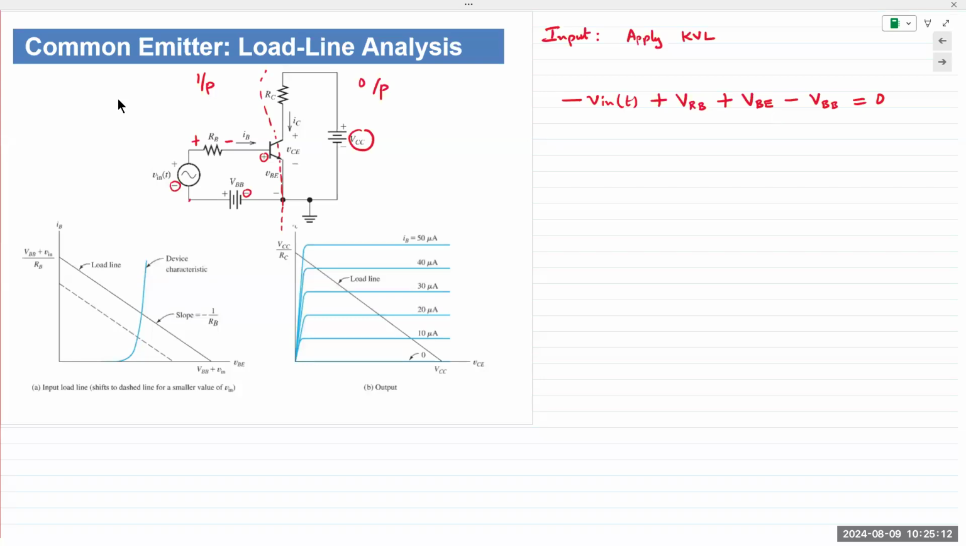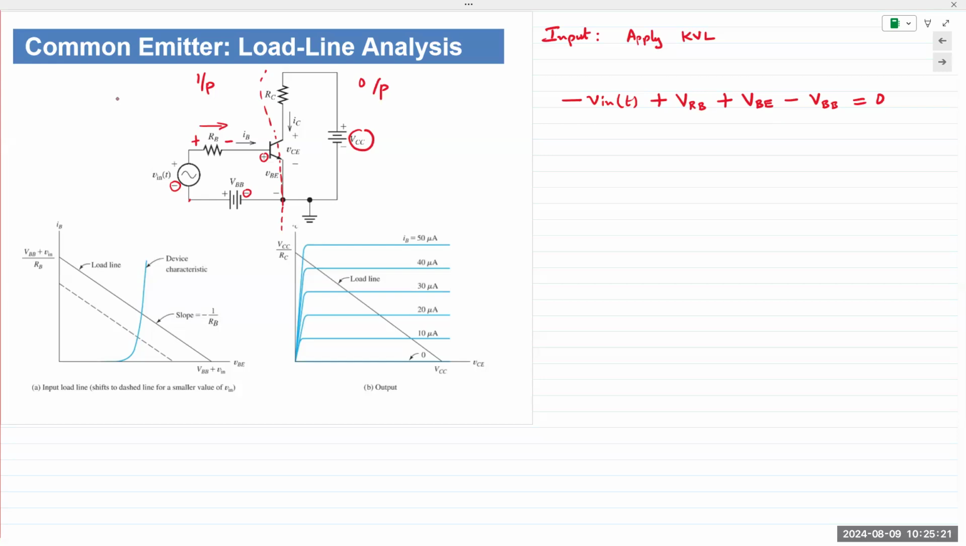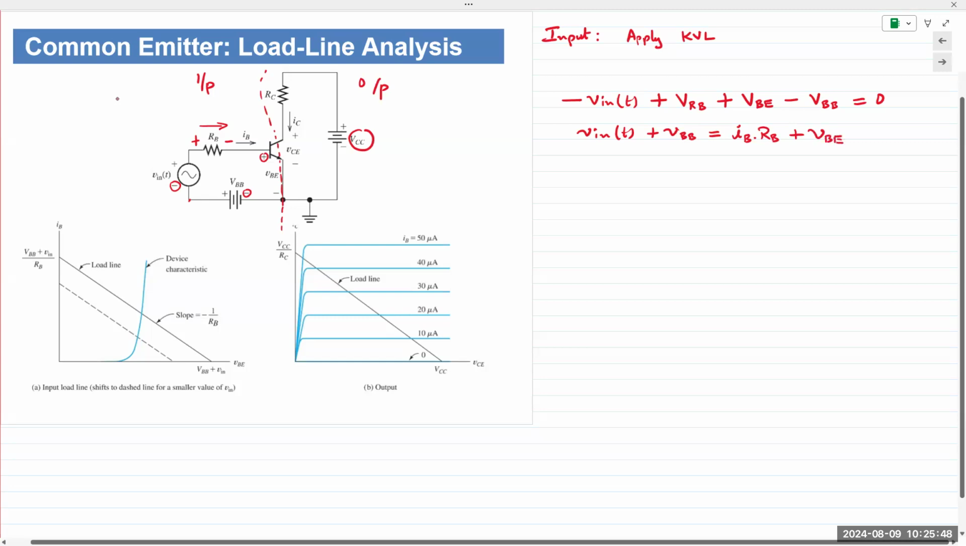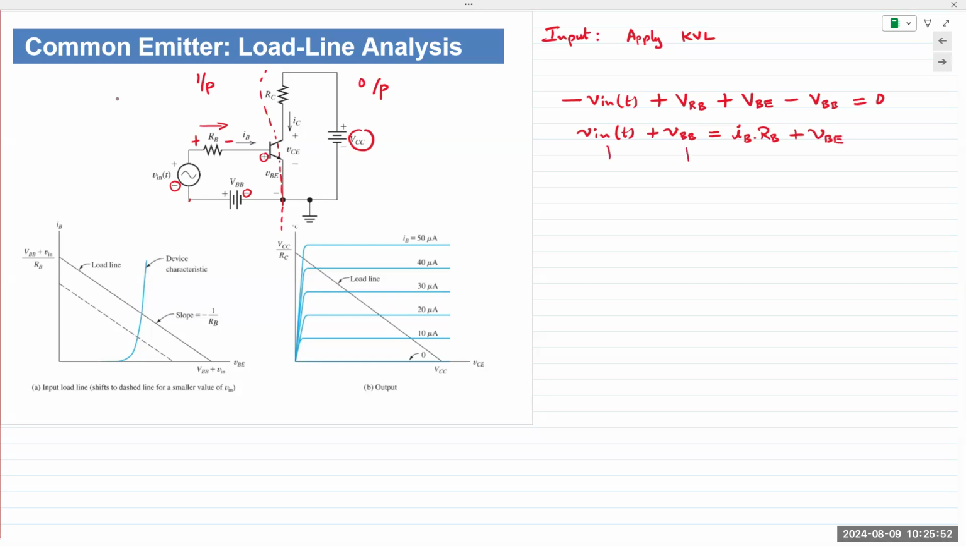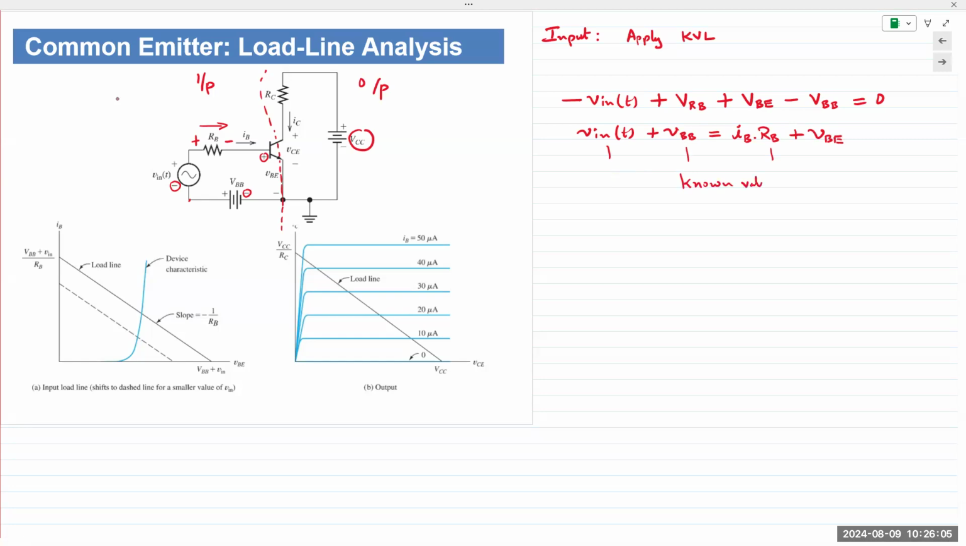Okay, so on the input side, we have our equation. Then we just solve that equation. Now, VRB has a current going from left to right into the base, which is IB. And so I can write Vin of t plus VBB is equal to IB RB, Ohm's law, plus VBE. Out of these, this is known, and this is known. Okay, we know those three. The only things we don't know are the base current and the emitter base voltage.